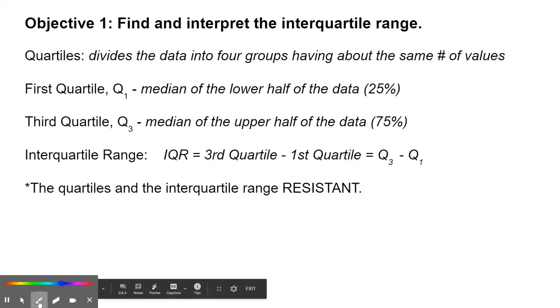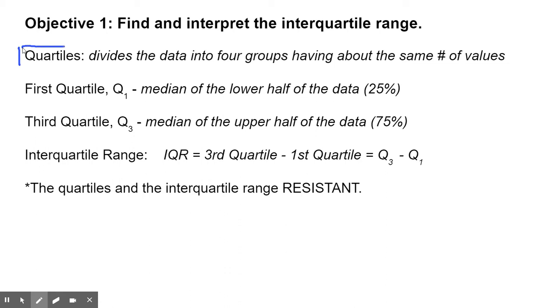So then the next thing to talk about is interquartile range. And to talk about that, we need to talk about what are quartiles. If you think of quartiles as quarters, quartiles divide the data into 4 groups, having about the same number of values in each group.